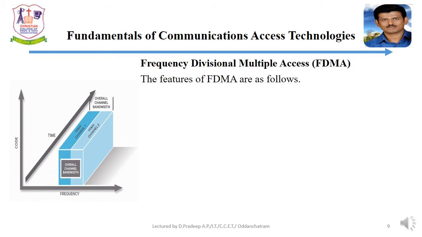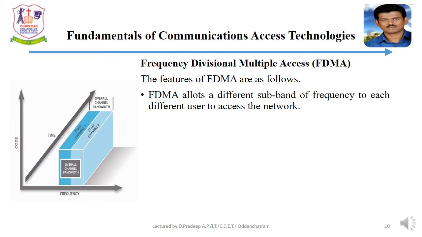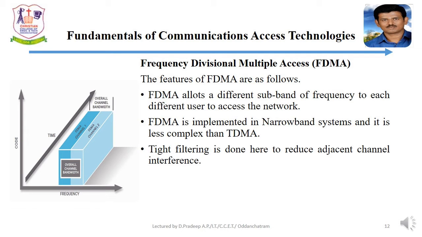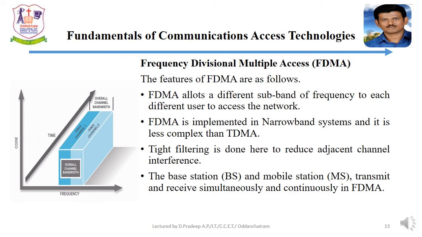The features of FDMA: it allots different subbands of frequency to each different user to access the network. It is implemented in narrowband systems and it is less complex than TDMA. Tight filtering is done to reduce adjacent channel interference. The base station and mobile station transmit and receive simultaneously and continuously in FDMA.